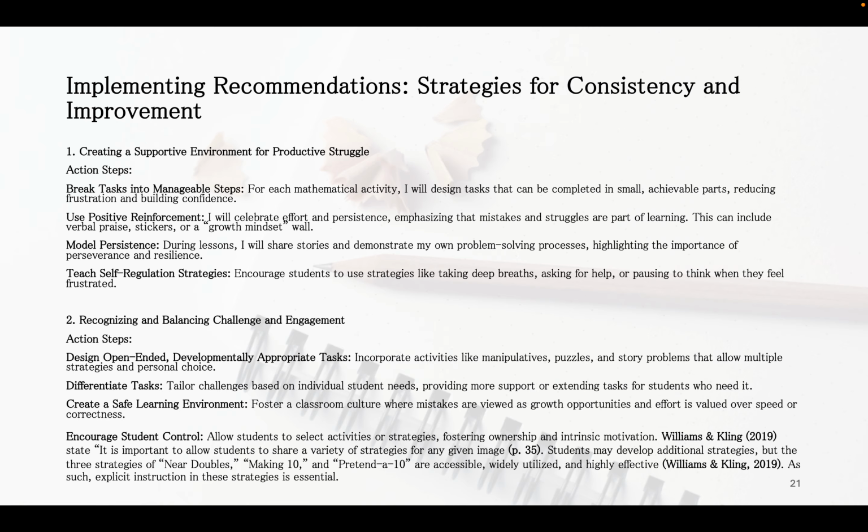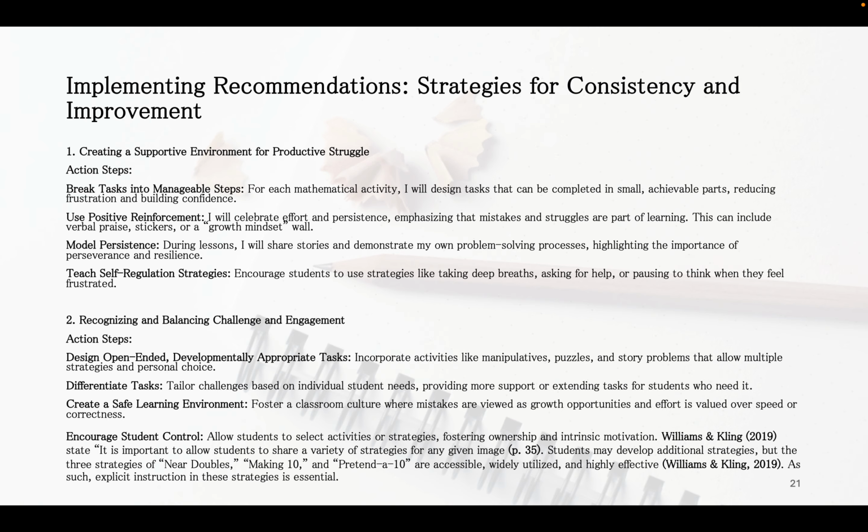Implementing recommended strategies for consistency and improvement. For one, creating a supportive environment for productive struggle. Break tasks into manageable steps: I will design tasks that will be completed in achievable parts. Recognizing and balancing challenge and engagement: during lessons, I will share stories and demonstrate my own problem solving process, highlighting the importance of perseverance and resilience. Teach self-regulation strategies: encourage students to use strategies like taking deep breaths, asking for help, and pausing to think when they feel really frustrated, especially as I'm trying to create that supportive environment for my kids.